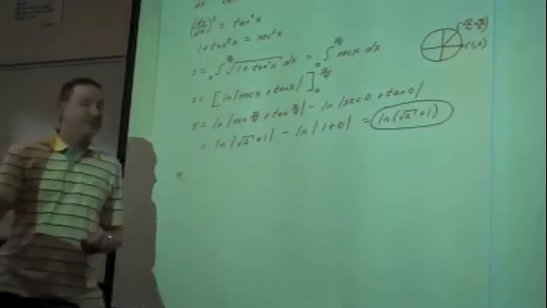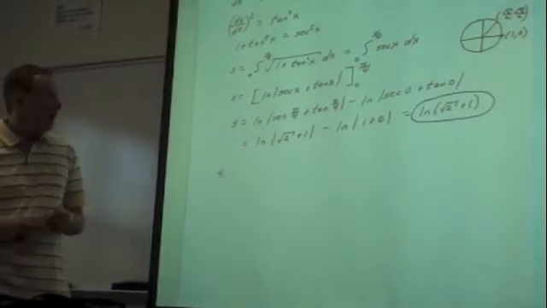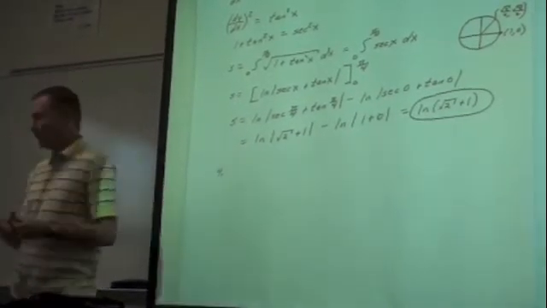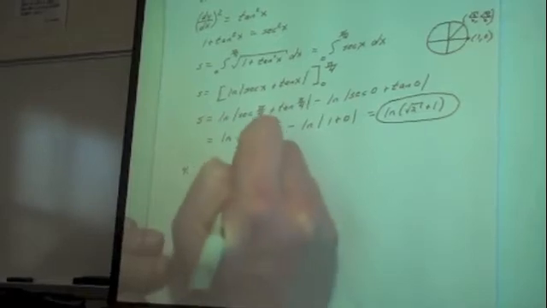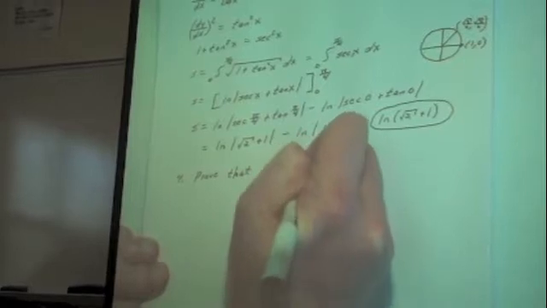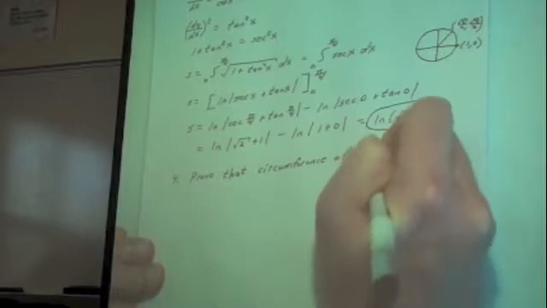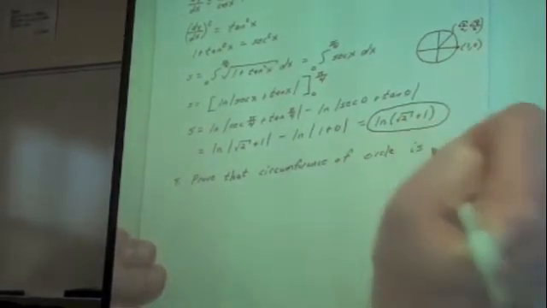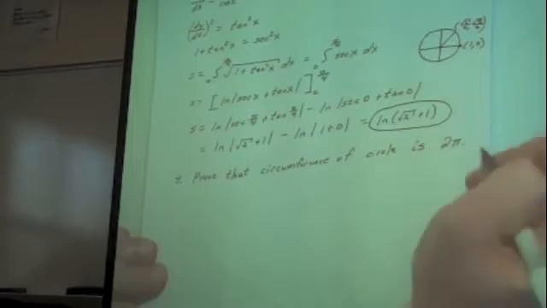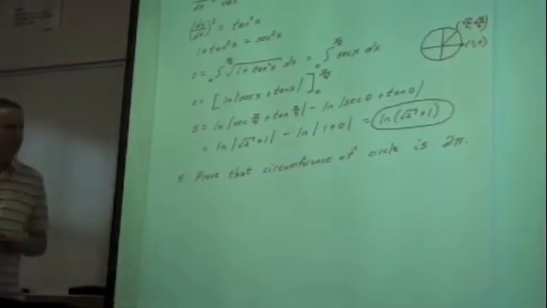So, this next one, to make this arc length even better, I want to combine it with a proof. I want to use the arc length formula to prove that the circumference of a circle is 2 pi. We know circumference is nothing more than the arc length all the way around this circle.